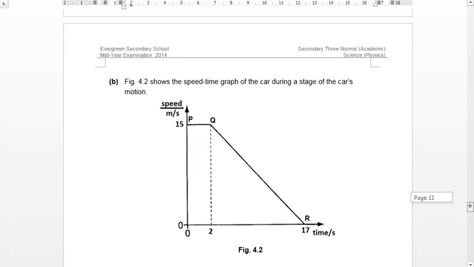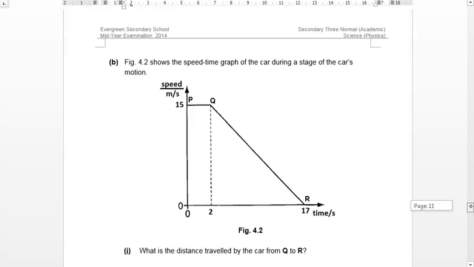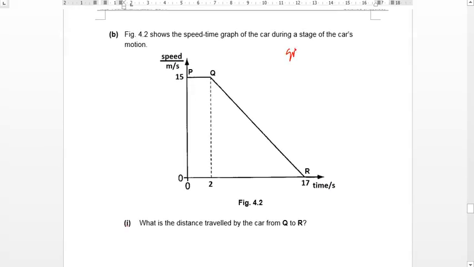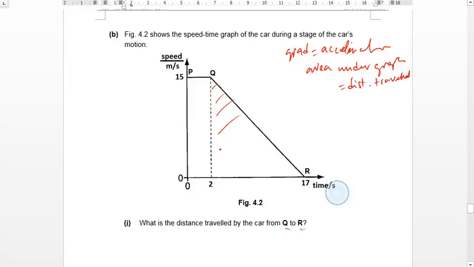Alright, next one, part B. This is a speed time graph. So gradient equals to acceleration. Area under graph equals distance traveled. What's the distance traveled by the car from Q to R? Q to R. So we are interested in this area. Every single one of you can tell me and calculate what is the area of this triangle, because this is 15. There you go.